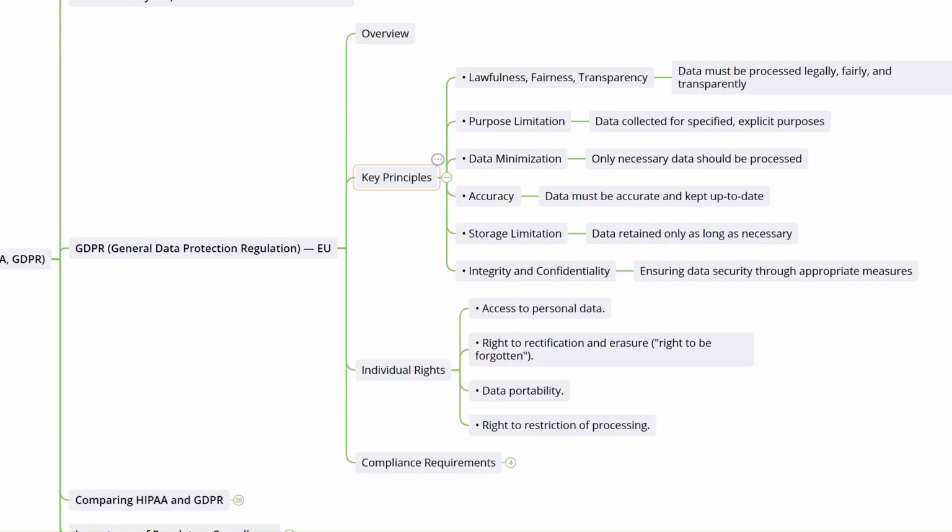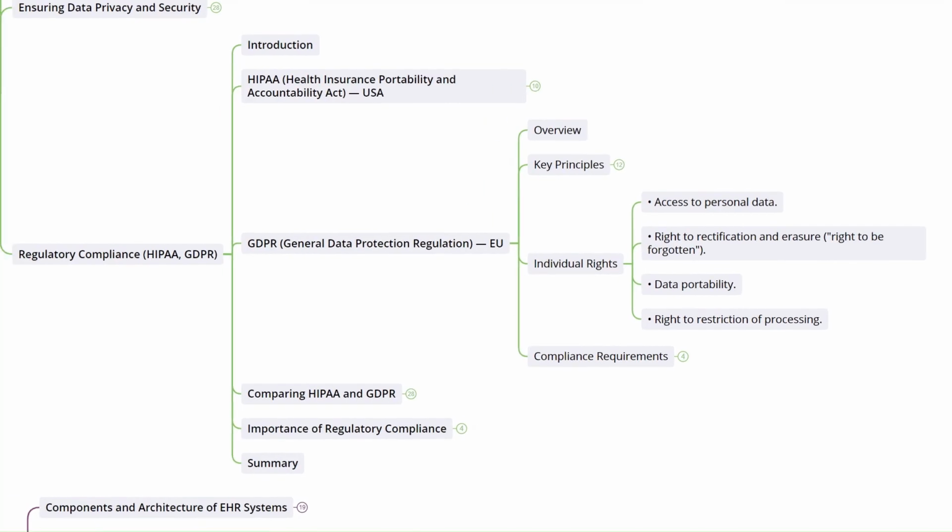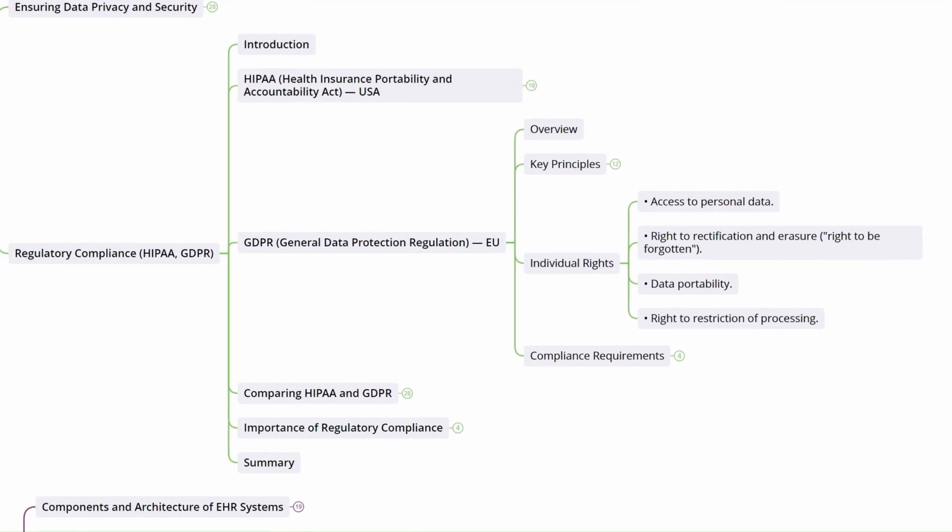Next, individual rights. These include access to personal data, right to rectification, and erasure. Next, data portability and right to restriction of processing.